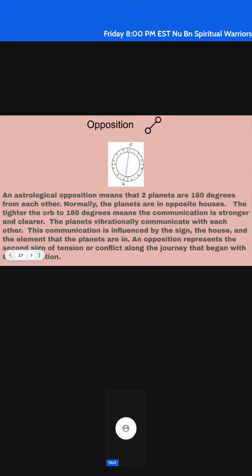Opposition. An astrological opposition means that two planets are 180 degrees from each other, which is illustrated in the picture. Normally, the planets are in opposite houses. The tighter the orb to 180 degrees means the communication is stronger and clearer.